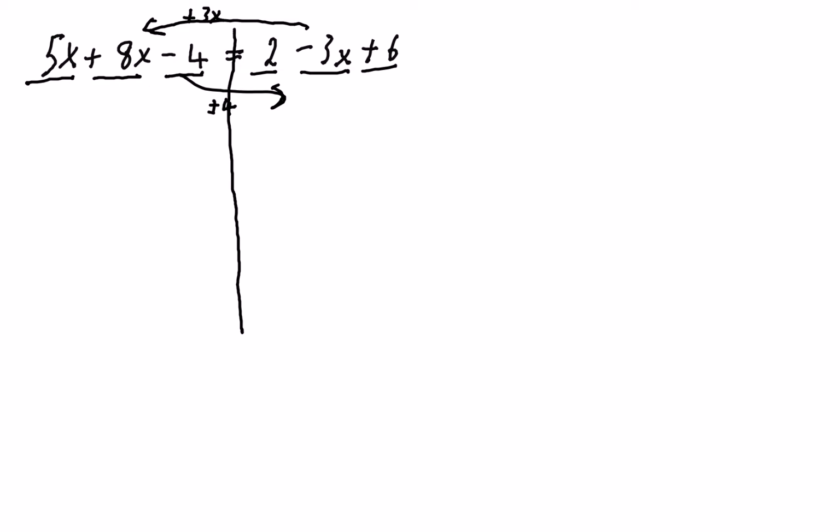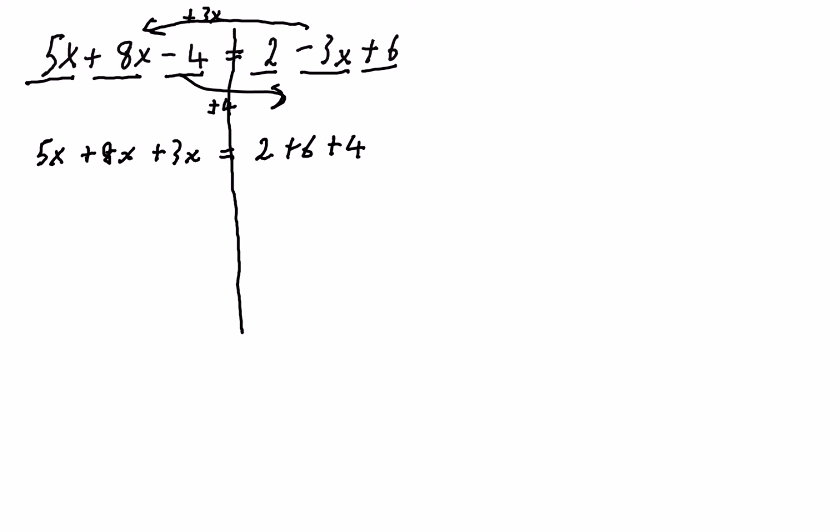So let's move those things. On the left hand side, you have your 5x plus 8x. Then the negative 3x goes over and becomes a positive 3x equals. On the right hand side, what are the things that did not move? I like to start with the things that did not move. The 2 was there, the positive 6 was there, so we have plus 6. Now the negative 4 went over and it should now become a positive 4.